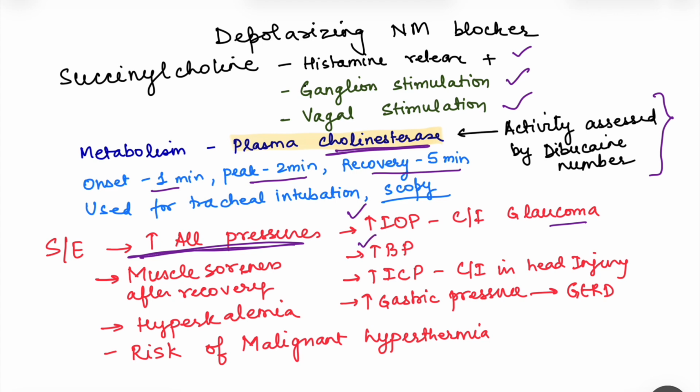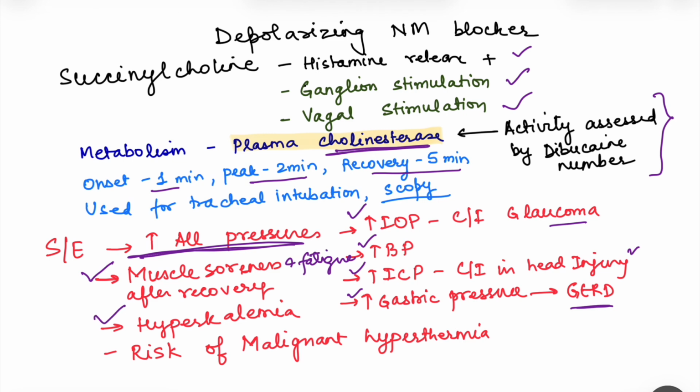Increases blood pressure by ganglion stimulation. Increases the intracranial pressure. So it is contraindicated in head injury. It increases gastric pressure also. So in peptic ulcer patients with GERD, that will be increased. Second thing is, because it is causing fasciculations and then there is flaccid paralysis. So fasciculations is, there will be like a fast contraction of the muscle. So this can cause muscle soreness and fatigue after recovery because of these fasciculations.